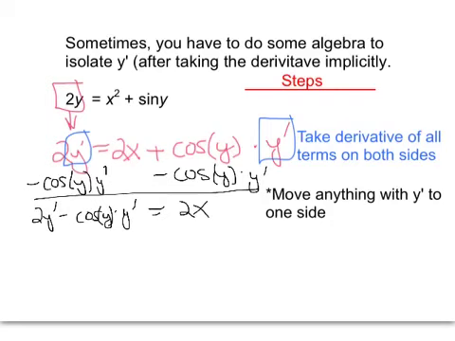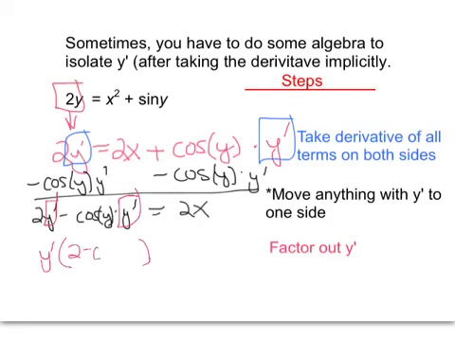So we're getting ourselves ready to do the next step, which is to factor out the y prime on the left side. We have a GCF here. We have 2 terms, and they both have a y prime. So let's extract it out. Let's divide it out. It's called factoring. 2 minus cosine y is left on the inside equals 2x.